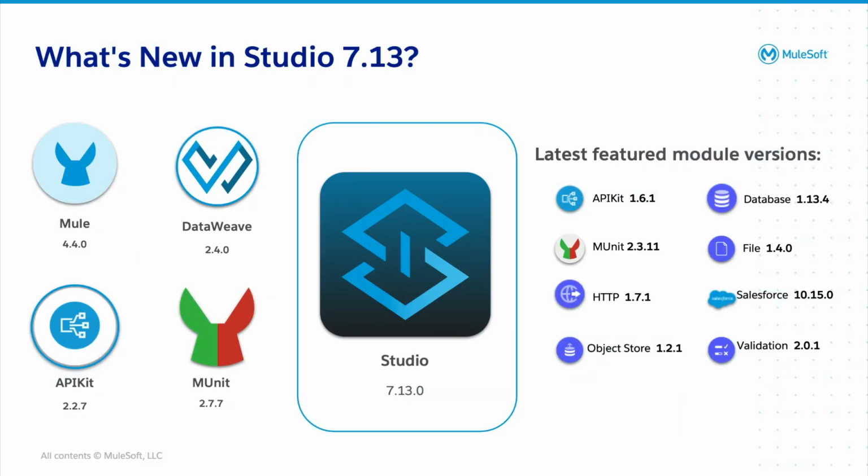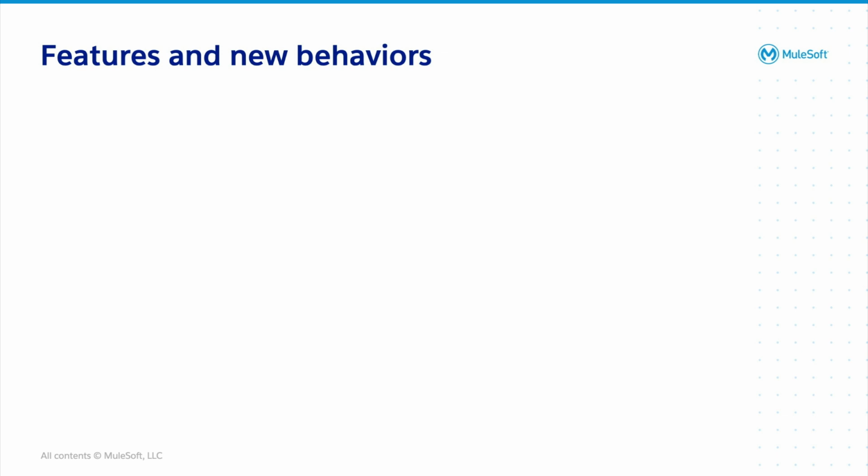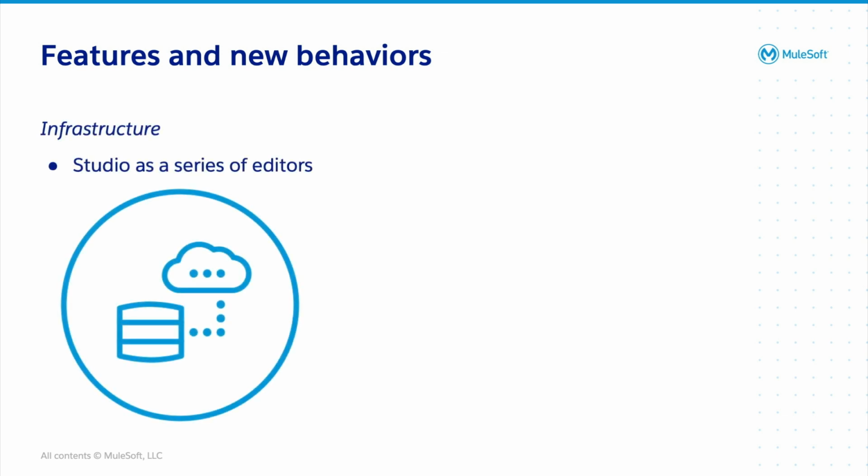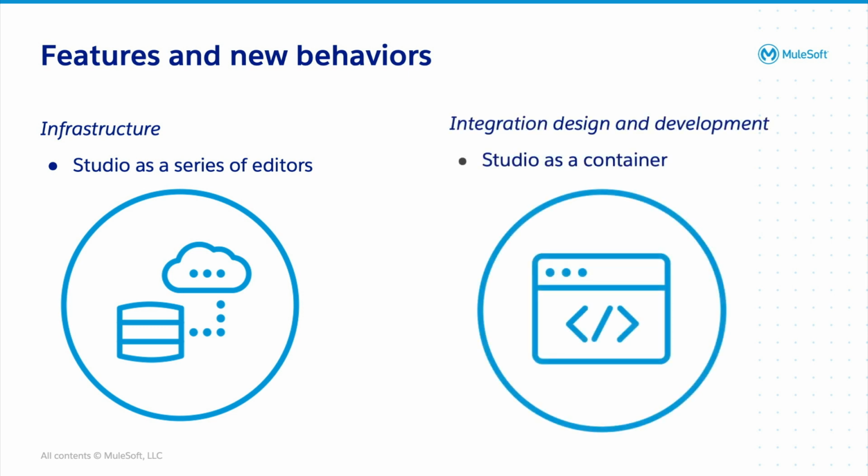So what's new? With Studio 7.13, you will have access to the latest versions of the following core components: the Mule runtime, the DataWeave programming language, the API Kit toolset, and the MUnit testing framework. You will also have access to the latest featured module versions. New Studio features can be broken down into two categories: infrastructure and integration design and development.